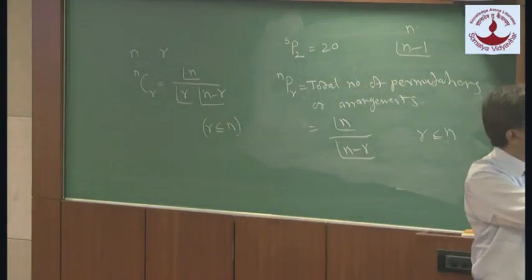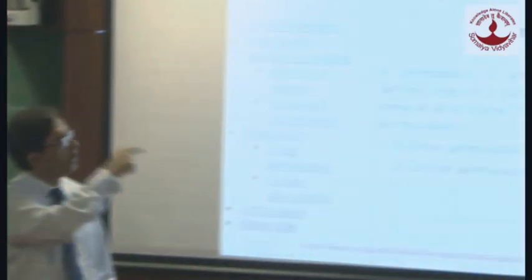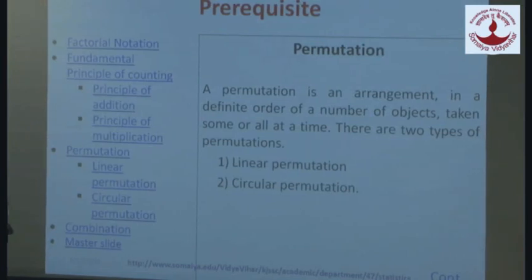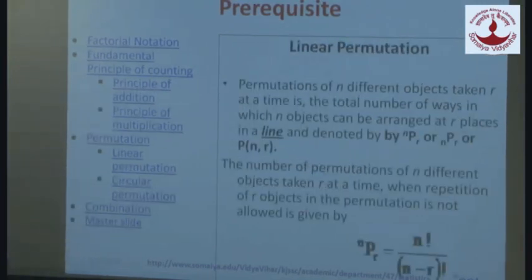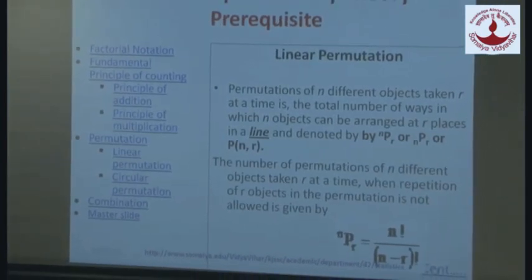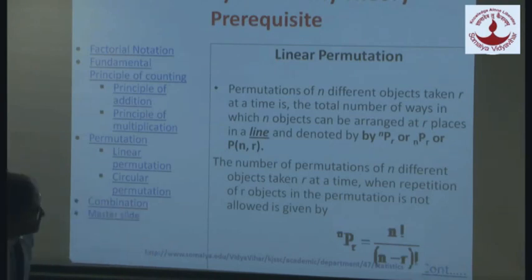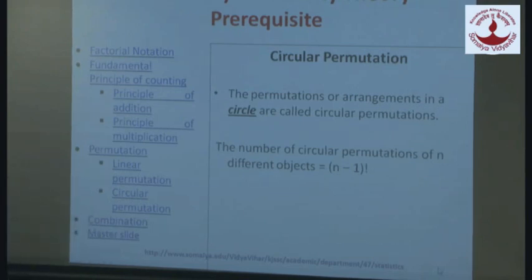Permutation is an arrangement in a definite order of a number of objects taken some or all at a time. There are two types: linear permutation and circular permutation. Linear permutation of n different objects taken r at a time is the total number of ways in which n objects can be arranged at r places in a line, denoted by nPr, and the formula is nPr equals n factorial divided by n minus r factorial. Circular permutation is an arrangement in a circle, and the total number of permutations is given by n minus 1 factorial. So this is about the permutation.